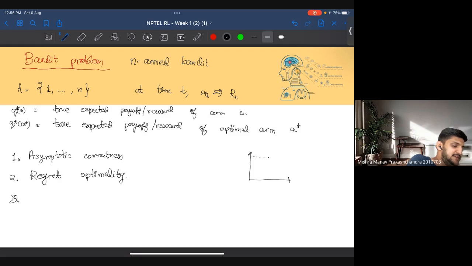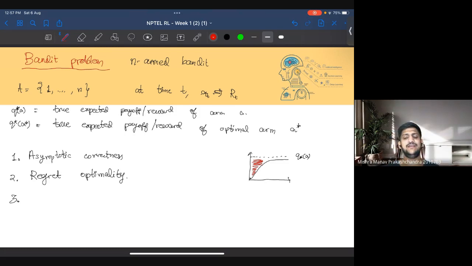So if I were to draw it, if this is the optimal value that everyone needs to reach, for action A it's Q star A, and you start with some initial estimate. Because of your exploitation behavior, you would take some time, and in the asymptotic limit, you will reach here. However, this small region that you get is known as the region of regret.